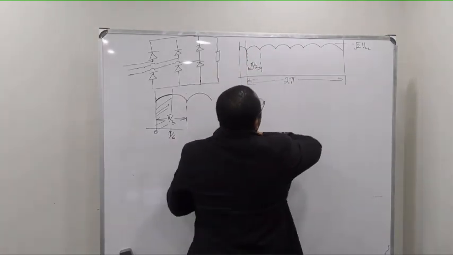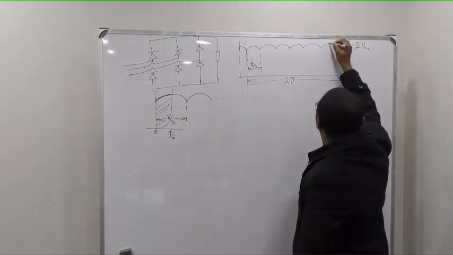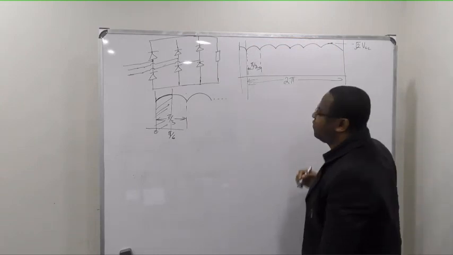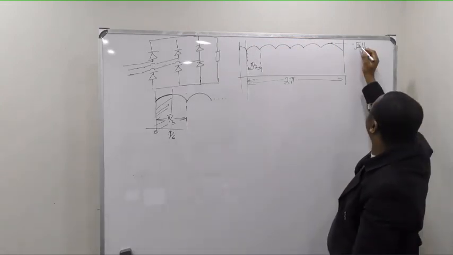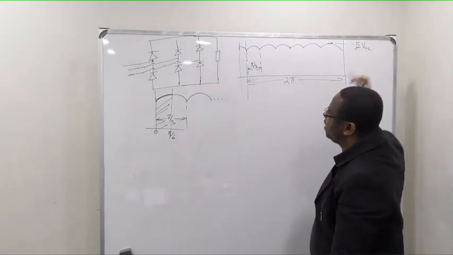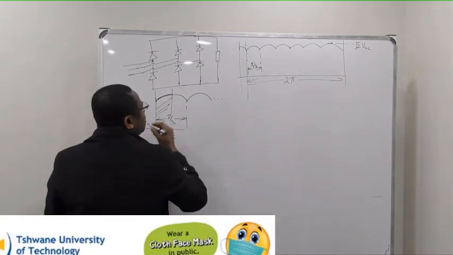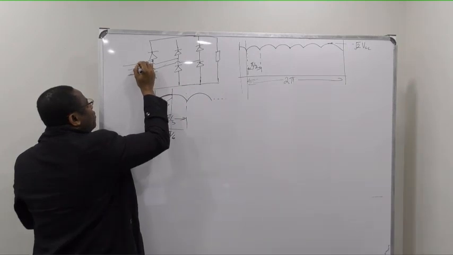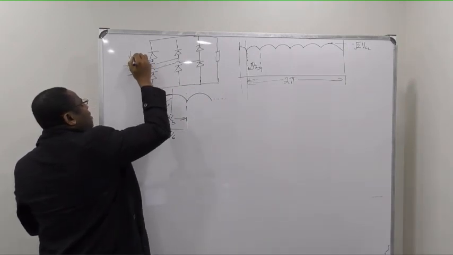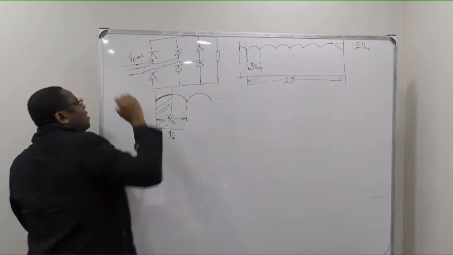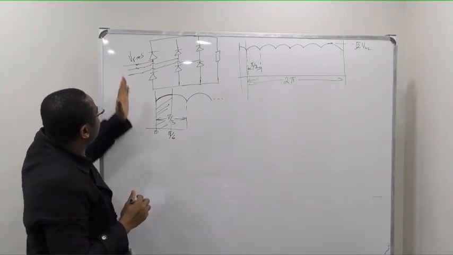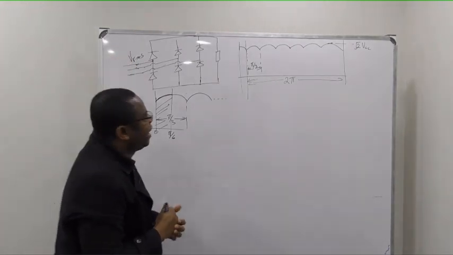From what we did last time, we saw that the peak value of this rectified signal is √2 VLL. This VLL is the line-to-line voltage between A and B. In other words, it is the VRMS of the input into the rectifier. So that is VRMS there.